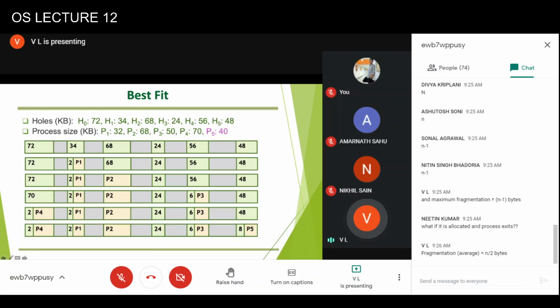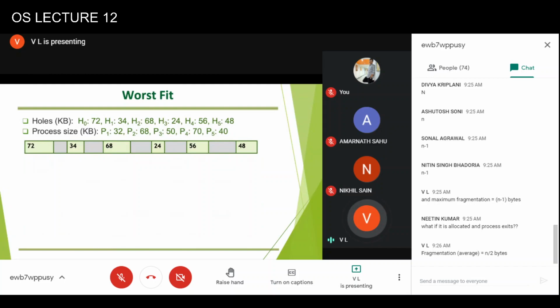But now you can see that these small holes will remain unusable because it is very unlikely that you will find a process of that small size. So these are the external fragmentation.